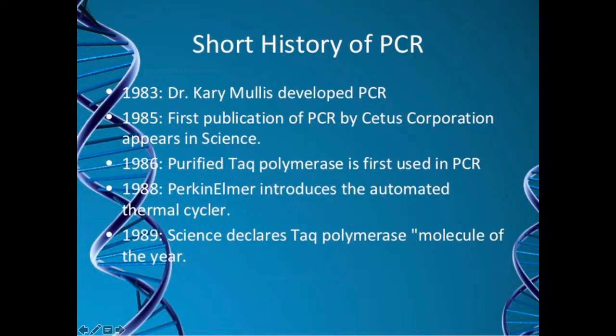So the short history of PCR. In 1983, Kary Mullis developed the PCR, and then in 85, the first publication of PCR by Cetus Corporation appeared in Science, and then in 86, purified Taq polymerase was discovered for PCR. Then in 1988, Perkin-Elmer introduced the automated thermal cycler. Then in 89, the big thing came out: Taq polymerase, the molecule of the year.